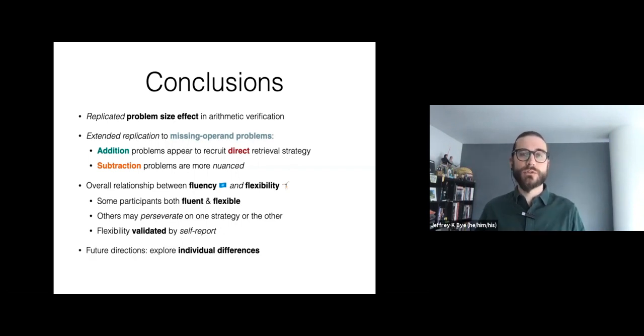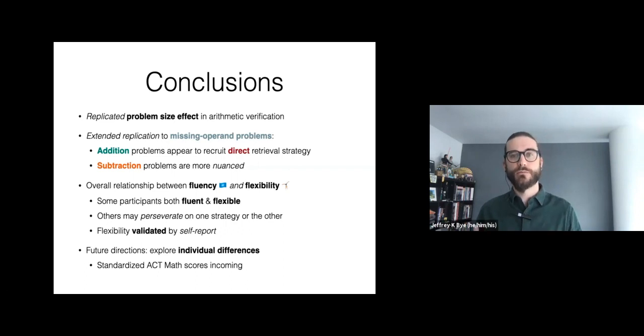What we'd like to do moving forward is explore individual differences more, especially for those that we're not able to decode with this method. And to that end, we are waiting on standardized math scores that have unfortunately been delayed due to COVID, but for these participants, we'll be able to assess whether this helps predict whether they're higher in the fluency or flexibility measures.